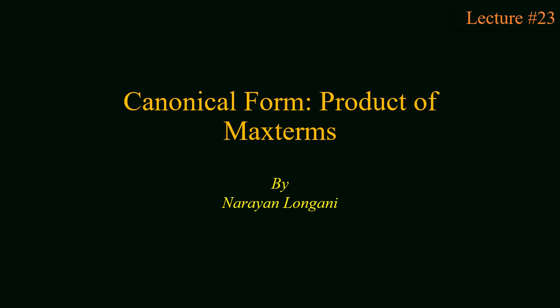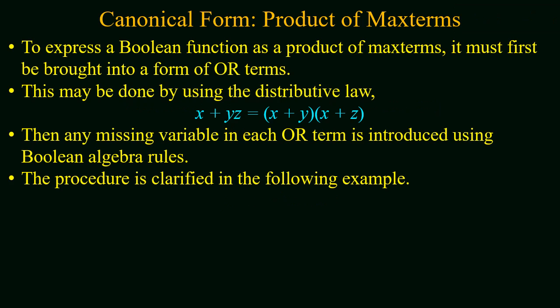Hello everyone and welcome back to this series of digital logic design, and today we will study the canonical form of product of Maxterms. To express a Boolean function as a product of Maxterms, it must be brought to a form which consists of OR terms. Here OR terms means that all the variables within the terms are being added, and this may be done using the distributive law, which says that x plus y dot z equals (x plus y) into (x plus z).